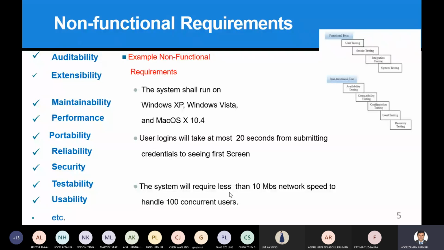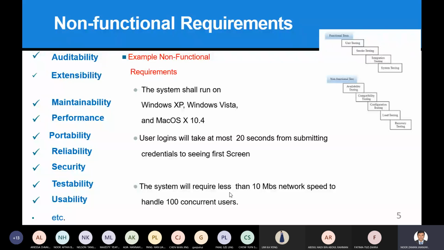Say for example, these are a few examples of non-functional requirements: auditability, extensibility, maintainability, performance, portability, reliability, security, testability, usability, etc. There are so many things. Now, what happens if the performance is low? Then we cannot say that our system is useless. We have so many examples in our life, like the many machines we are using.